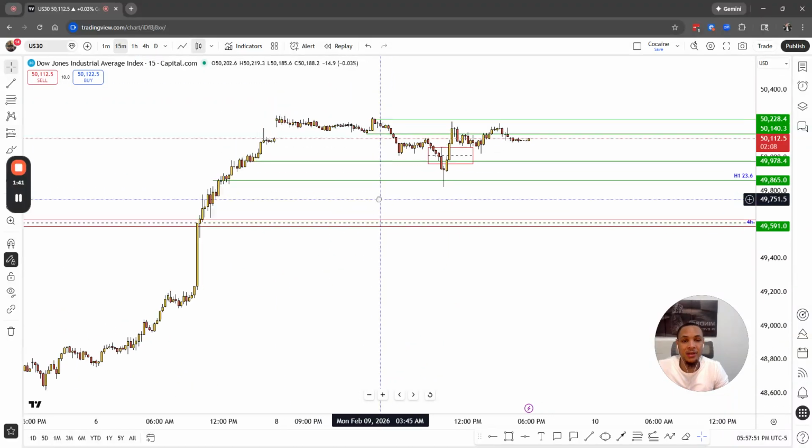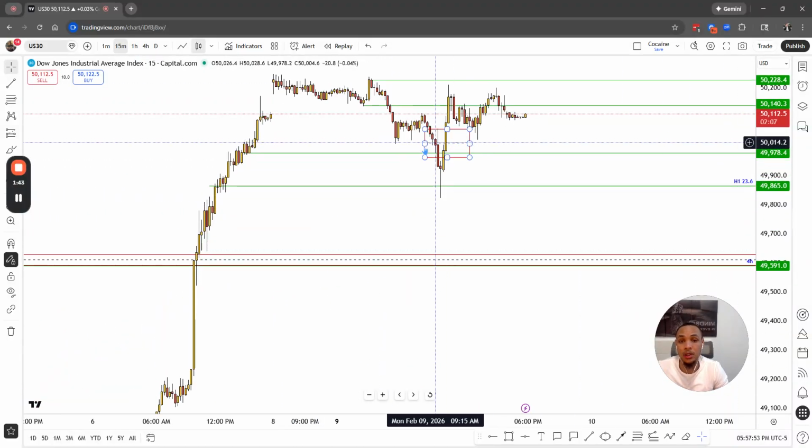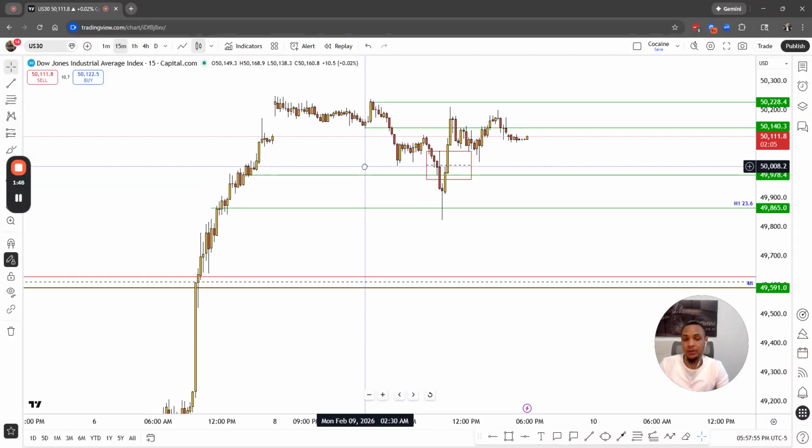Right, looking at the 15-minute time frame again gives me a better perspective of what I'm looking for, a better perspective of how I'm going to enter. And then lastly, I have my entries off the one minute time frame.